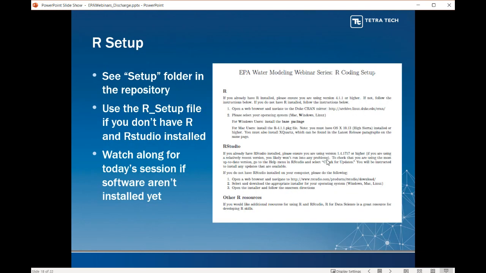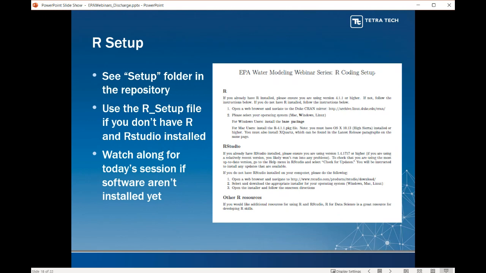Finally, before I hop over, if this is your first time using R today, when you download that repository, there is a setup folder. I wouldn't recommend doing this as we're moving through because it will take some time, but if you don't have R and RStudio downloaded on your machine, you can work through the setup file within that setup folder to help install the tools that you need. If you don't have the software installed yet, you can follow along on the screen with today's session, and that should be a great introduction that you can follow up later on once you have the software downloaded.